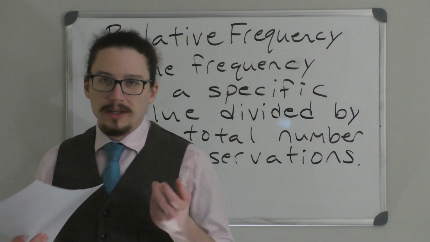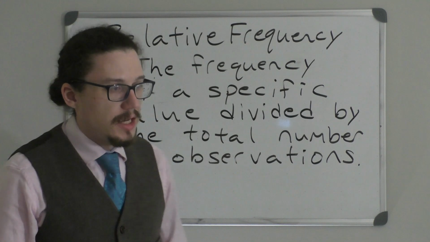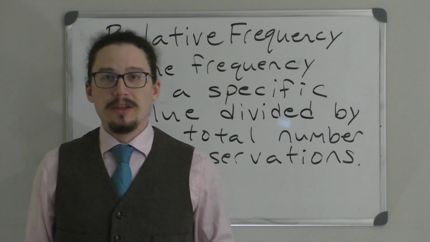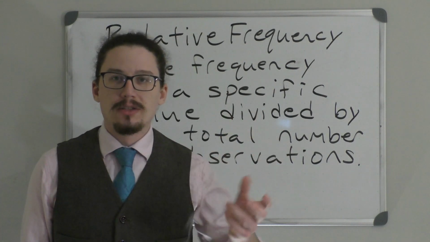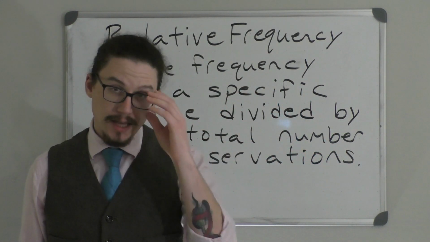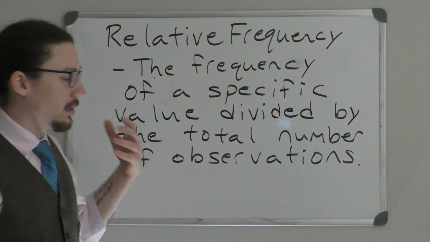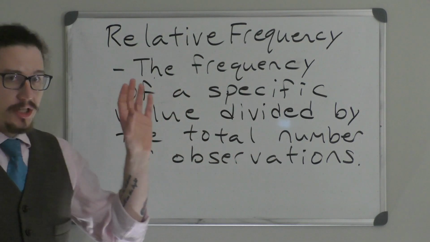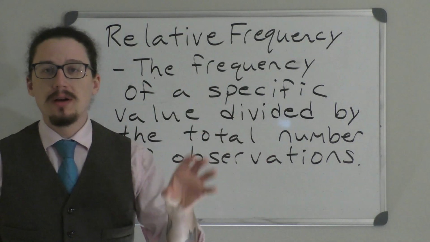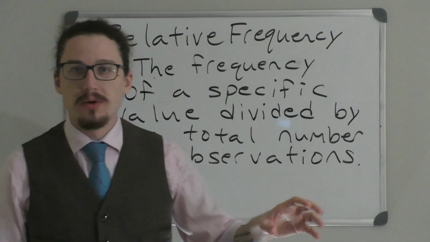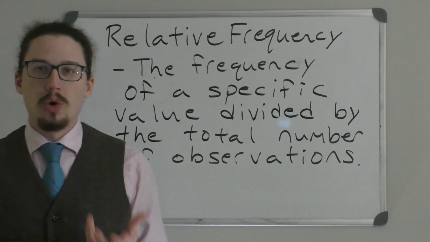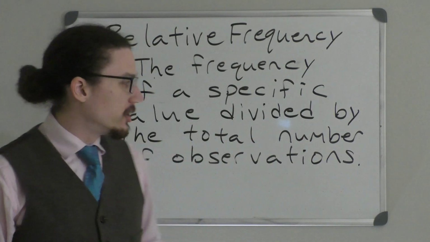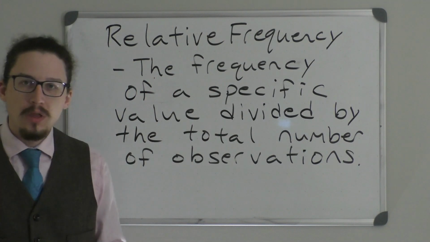So the relative frequency is probably pretty much exactly what it sounds like. It is the frequency of some class relative to the rest of the data set. The way that we actually go about finding it is as follows. We're going to take the frequency of a specific class or category, and divide it by the total number of observations in our data set.